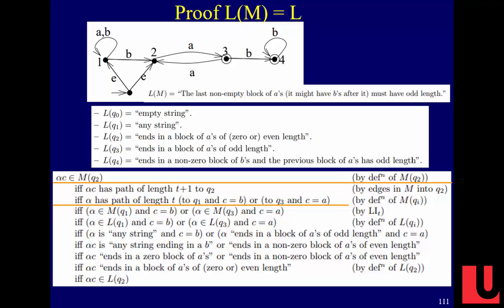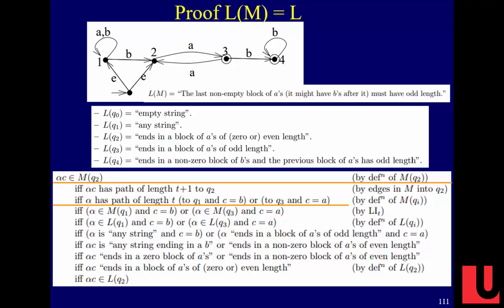It has 3 types of edges. That's probably why I chose it. 3 types of edges. It has an edge coming from 1, an edge coming from, let's call it 0, and an edge coming from 3. And each one has a different C. So what do we know? Alpha has a path of length 1 to Q1 and C is B, or to Q3 and C is A.